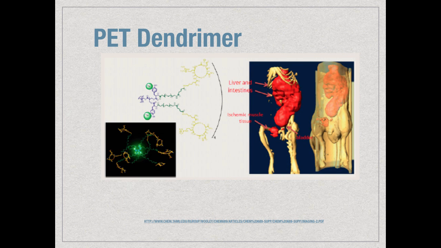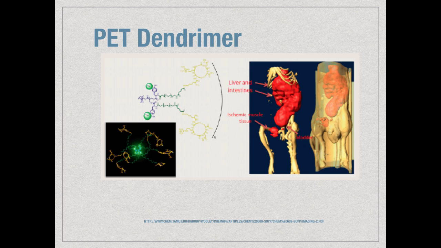Here's another example with a PET dendrimer. Here you can put F18 or iodine. You can see the liver and intestines, the ischemic muscle tissue, and then also the bladder. And so here this is looking at ischemia. Most of these things aren't really done in nanomedicine.